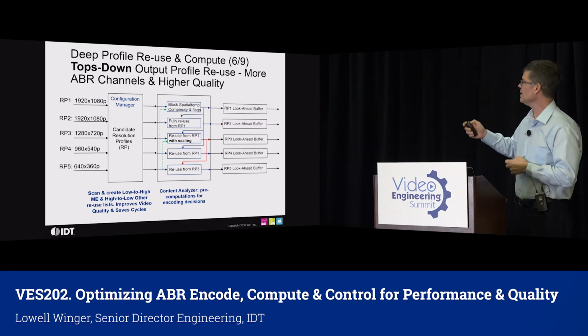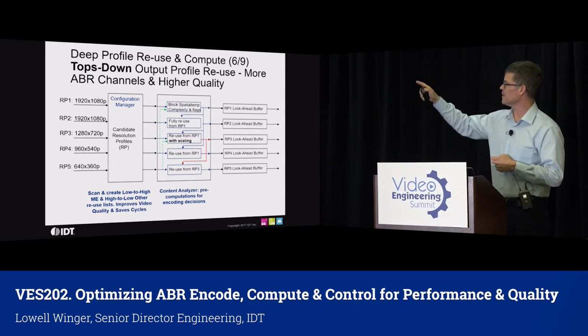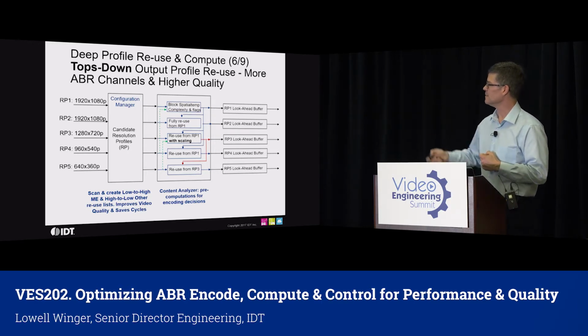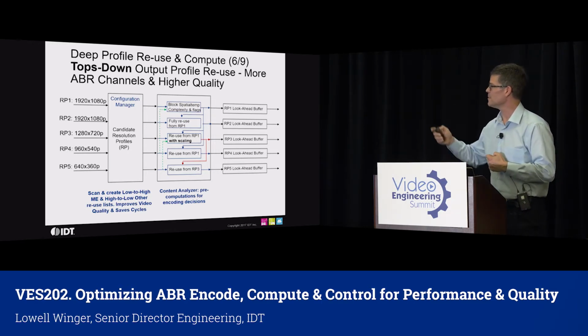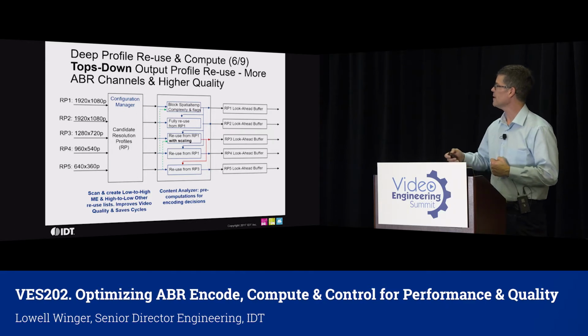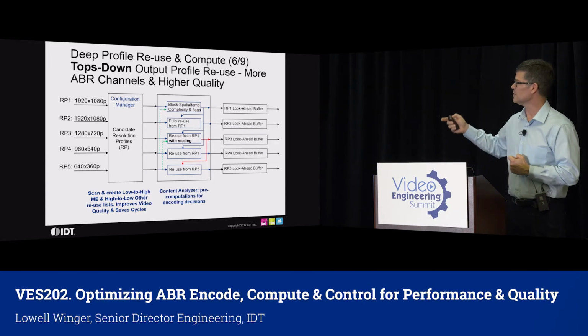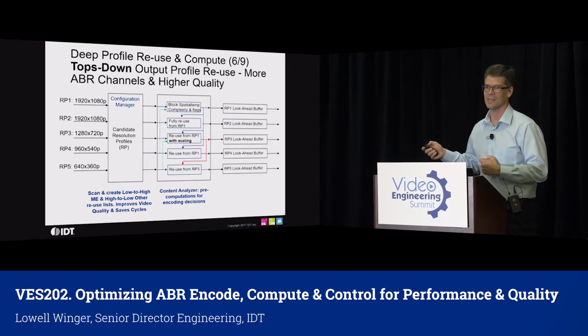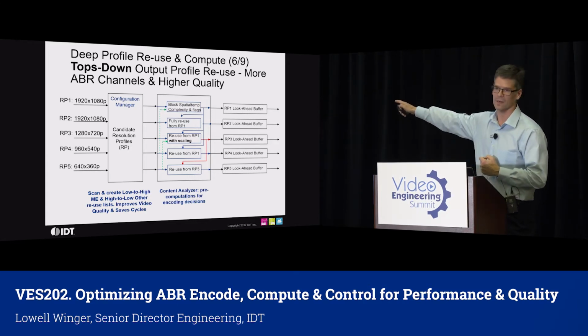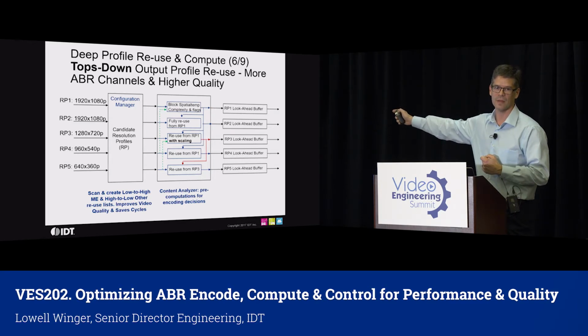So here for tops-down, we have on the left our output ladder from large at the top down to small at the bottom. And we're going to put it through a configuration manager, which is going to scan those outputs and figure out what can we reuse in terms of these complexities that I need for analyzing the video, the motion complexity, the texture complexity. What can I reuse between those outputs in that analysis stage of the encoder, which comes before the look-ahead buffer for your rate control?